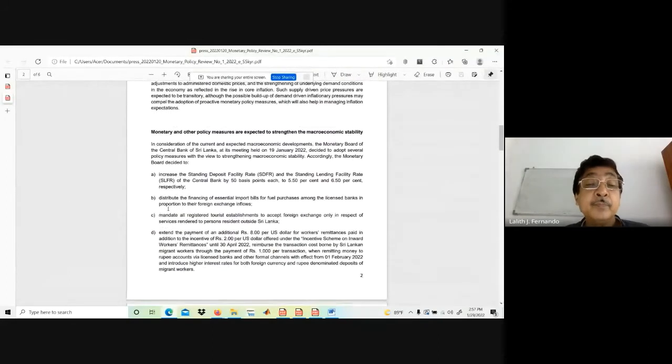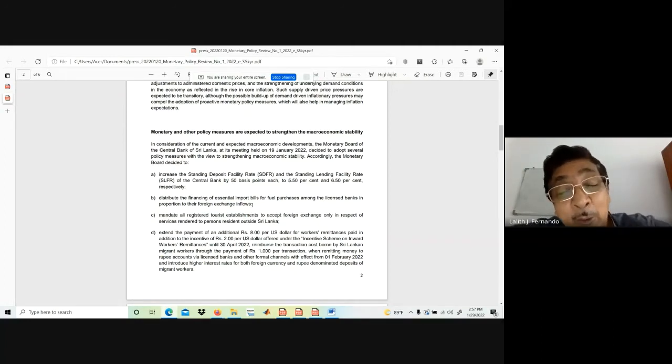here. Monetary and other policy measures are expected to strengthen the macroeconomic stability. Now it says increase the standing deposit facility rate and the standing lending facility rate of the central bank by 50 basis points each to 5.5% and 6.5% respectively. Then distribute the financing of essential import bills of fuel for fuel purchases among the licensed banks in proportion to their foreign exchange inflows. Now just look at it.